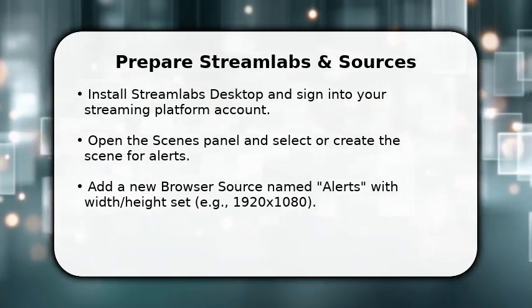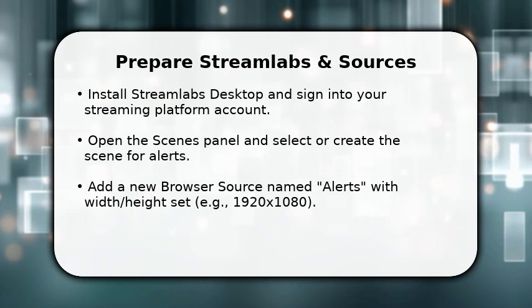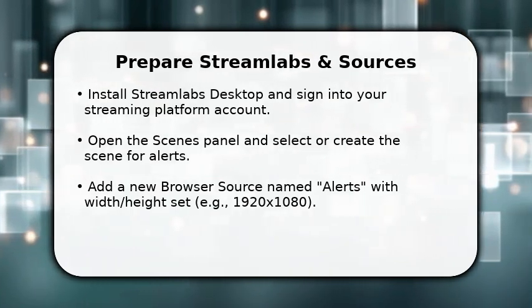You start by making sure Streamlabs desktop is installed and signed in. That gives you access to the alert system. Open the scene where alerts should appear because placement matters for visibility.